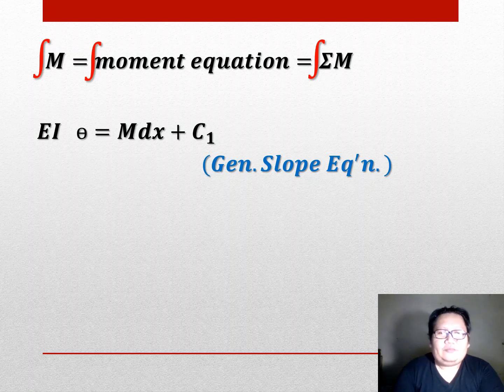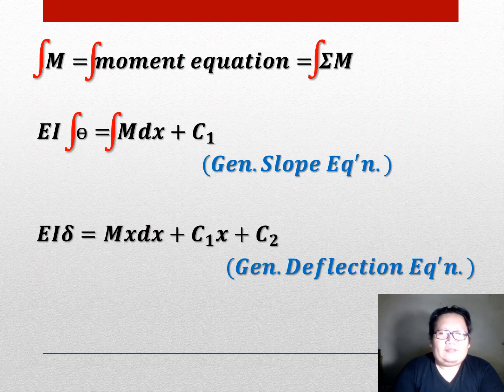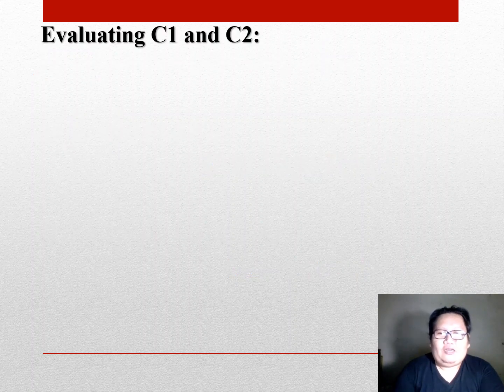The next thing to do is to further integrate the function. So with that, we will be getting the EI delta, and that is equal to the second integral of the moment equation, or M dx, plus the integral of the first arbitrary constant, plus the second arbitrary constant, C2. And this is the general deflection equation. Since we still have the equation form, then our objective is to be able to get the solution for both equations, slope and deflection. With that, we're going to get or evaluate the C1 and C2.